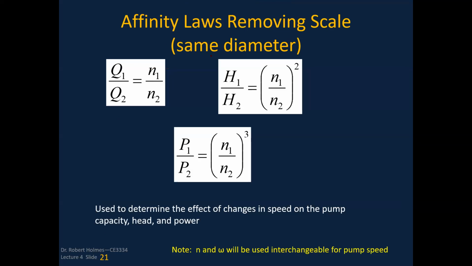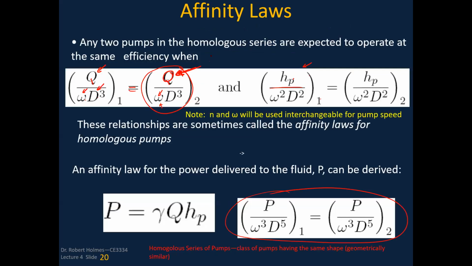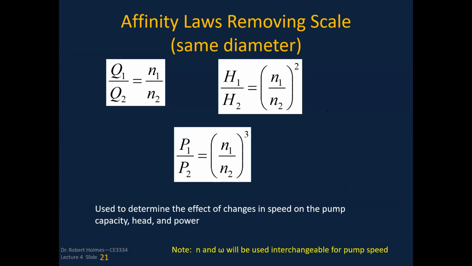If I've got the same diameter pump, notice the diameter is on both sides of these equations. If I know that I've got the same diameter, these affinity laws become very simple, where I can relate the head of pump one to the head of pump two based on the speed of pump one and the speed of pump two squared. Same thing for the flow: the flow of pump two is related to the flow of pump one by the speed of pump one and speed of pump two.